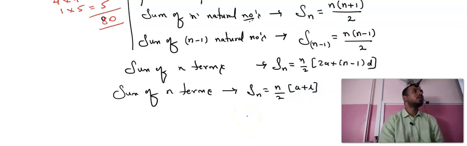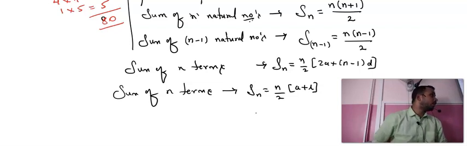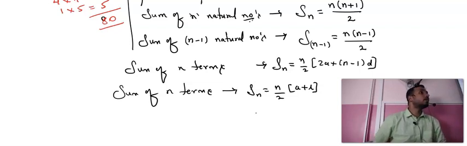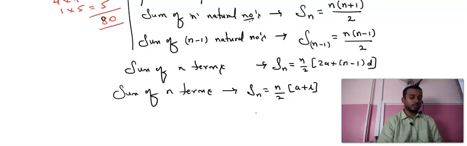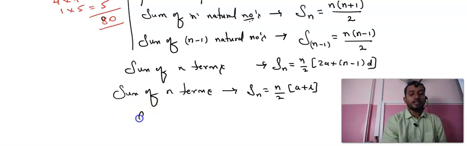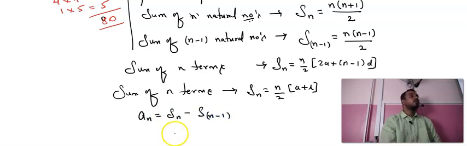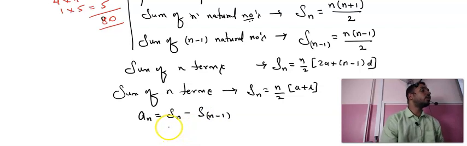Definitely you will be getting 1 mark question based on these formulas. Already you have seen a 1 mark question appear in your model paper or preparatory paper based upon the formula, that is an can also be written as Sn minus S of n minus 1 terms. Very, very, very important topic.